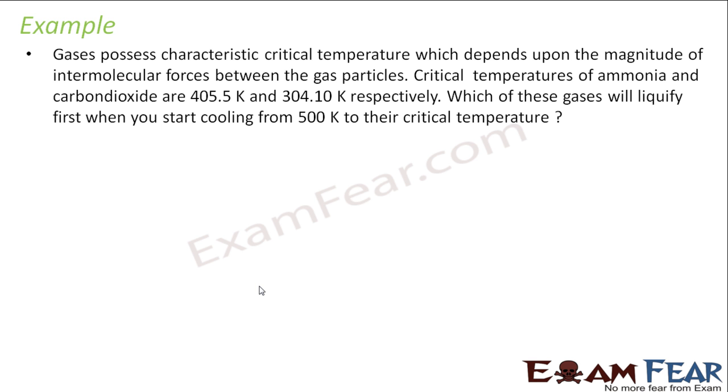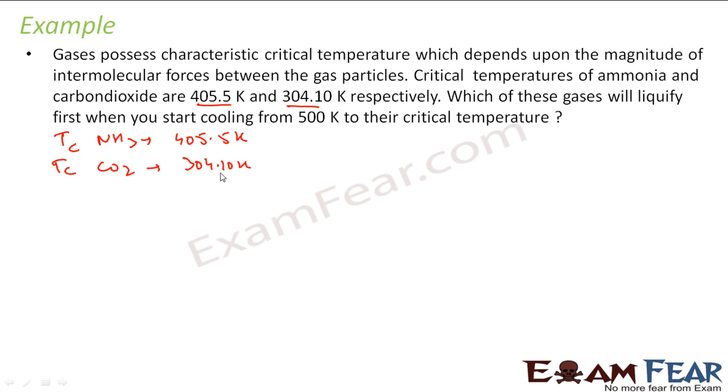It says that the gases possess a characteristic critical temperature which depends on the magnitude of the intermolecular force between the gas molecules. Critical temperatures of ammonia and carbon dioxide are given. The critical temperature for ammonia is 405.5 Kelvin, and for carbon dioxide it is 304.10 Kelvin. Which of these gases will liquefy first when you start cooling from 500 Kelvin?